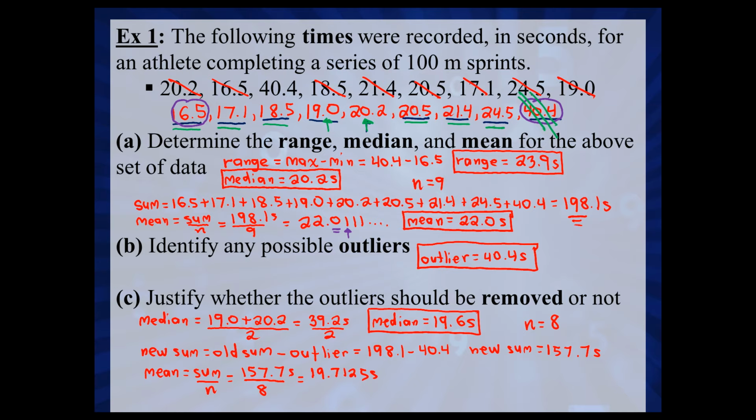And again, we'll do some rounding here. So we want to round to the nearest tenth, which means I have to look at the following digit. The following digit's a 1, therefore I do not round that 7 up. I just keep it as 7. So the mean would then be equal to 19.7 seconds.